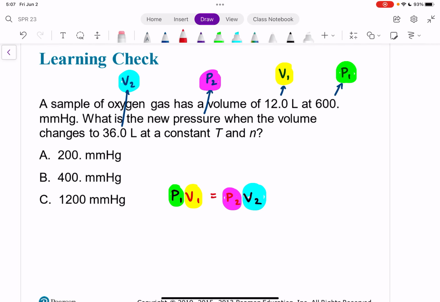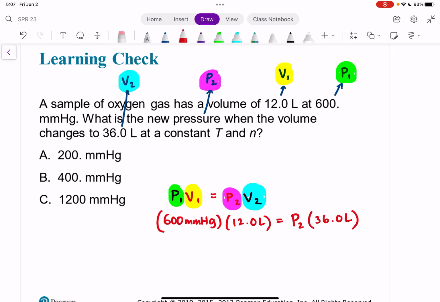So my P1 is 600 mmHg. I keep the units in there so that I can make sure that I'm in the correct units at the end. I have a V1, which is 12.0 liters. And then P2 is what I'm solving for, so I'll leave that just as P2. And then I have times my V2, which is 36.0 liters.